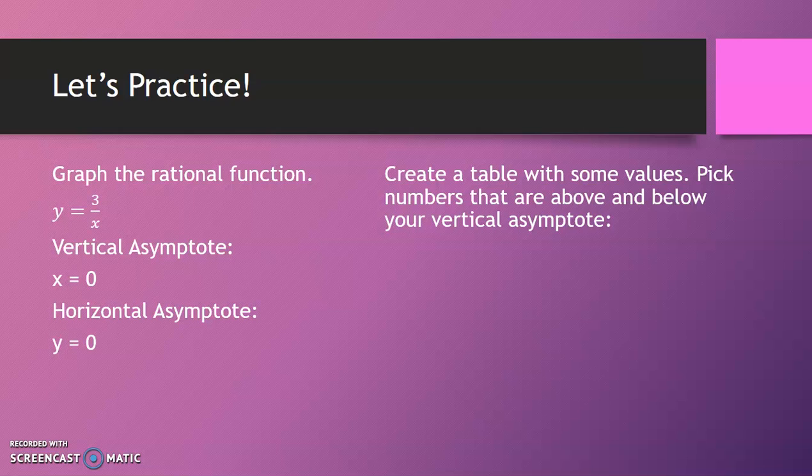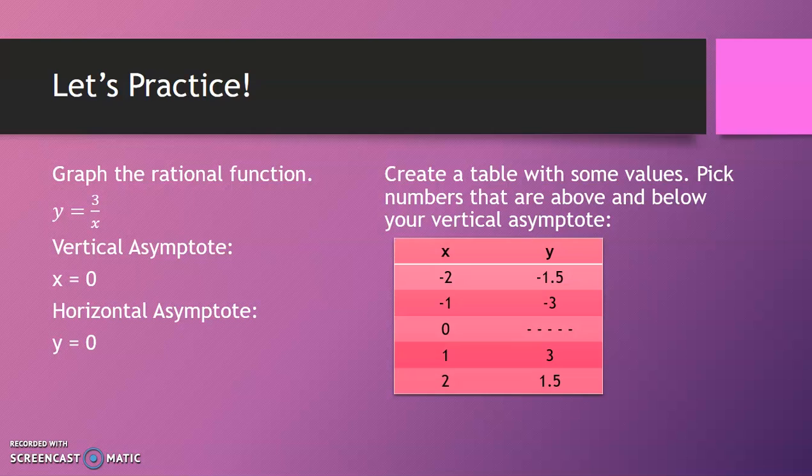So in order to actually graph some other points, you're going to want to create a table that has some values. And you're going to want to pick some numbers that are above and below your vertical asymptote. So what that might look like is this table here. Now, my vertical asymptote is at x equals 0. So you can see in the middle of my chart, I have my x value being equal to 0, and the y value has those dashes through it.